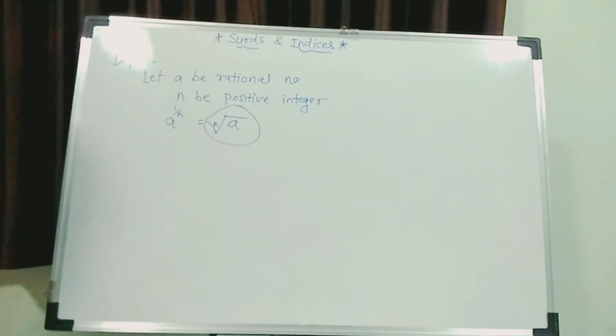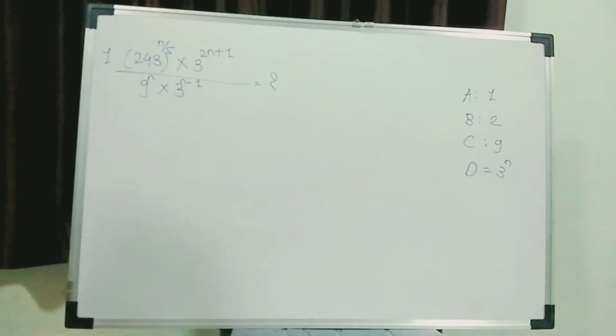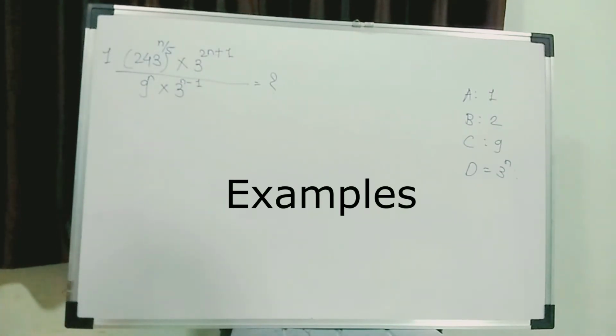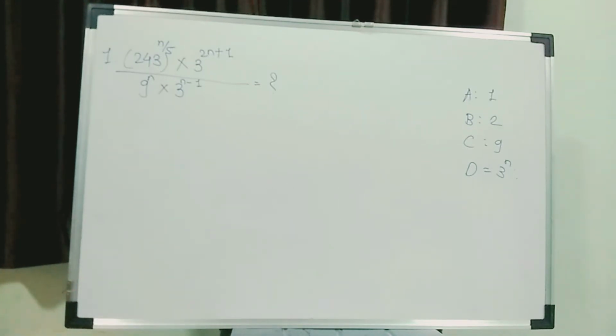Okay. Now, there are some laws of indices, laws of surds. Without wasting the time, I am going to start directly with examples, and these laws of indices and laws of surds I have given in the description box. First example: 243 raised to n upon 5 into 3 raised to 2n plus 1 upon 9 raised to n into 3 raised to n minus 1 is equal to question mark. Option A 1, option B 2, option C 9 and option D 3 raised to n.